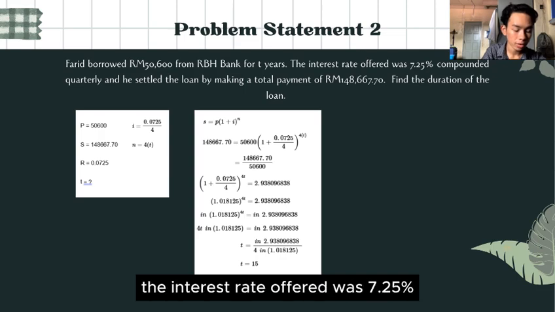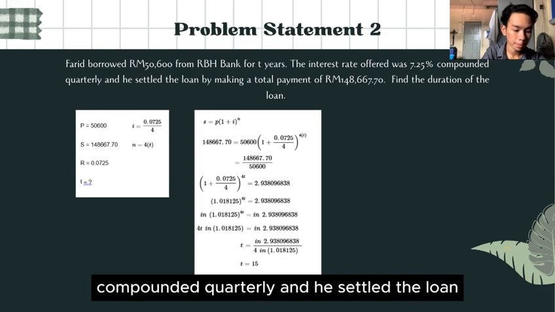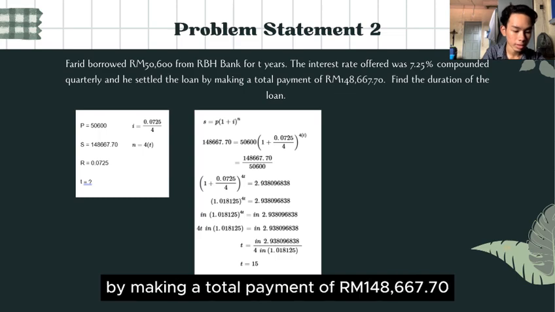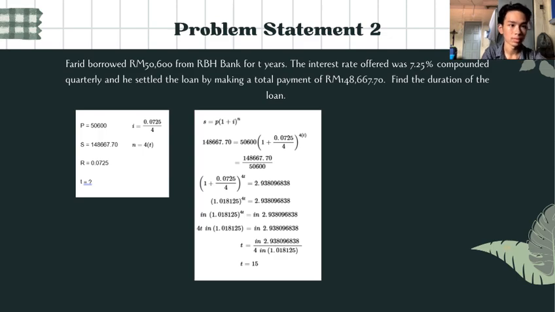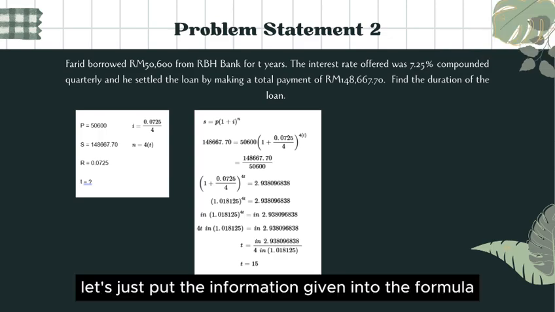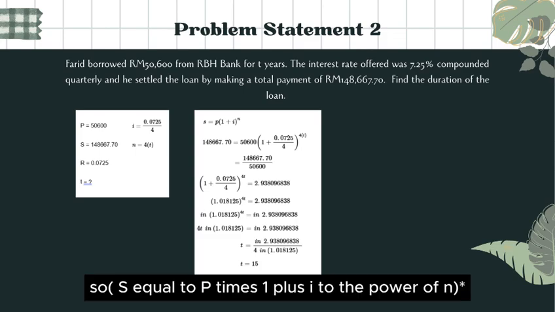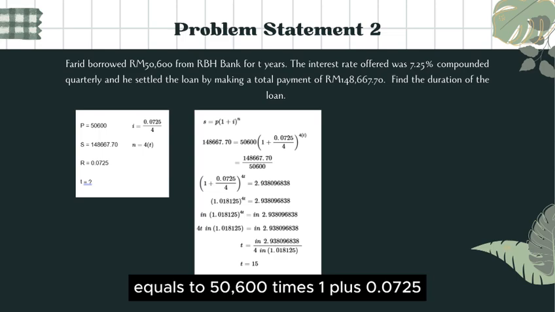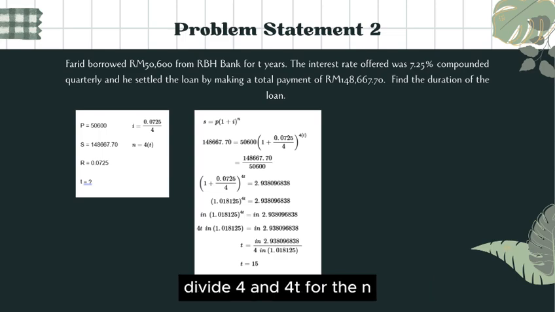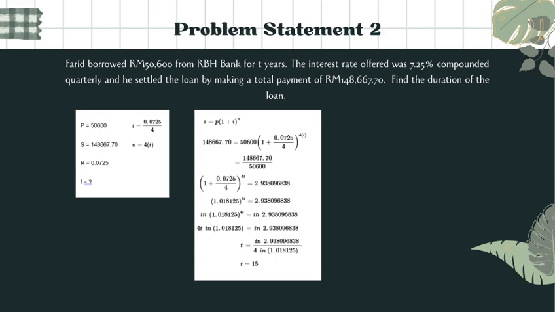Farid borrowed 50,600 from RPH Bank for 3 years. The interest rate offered was 7.25% compounded quarterly, and he settled the loan by making a total payment of 148,667.70. Find the duration of the loan. So let's just put the information given into the formula. So S equals P (1 plus i) to the power of n. Okay, so 148,667.70 equals 50,600 (1 plus 0.0725 divided by 4) and 4t for the n.